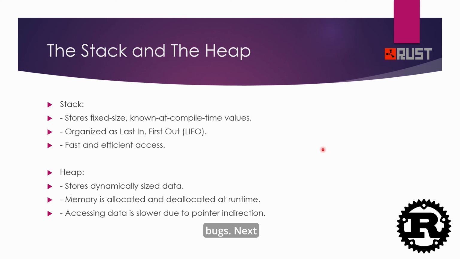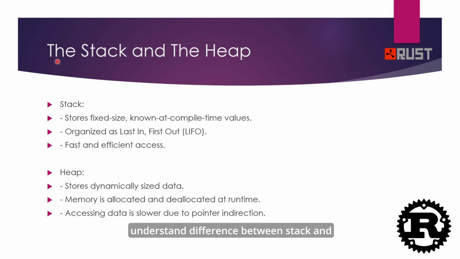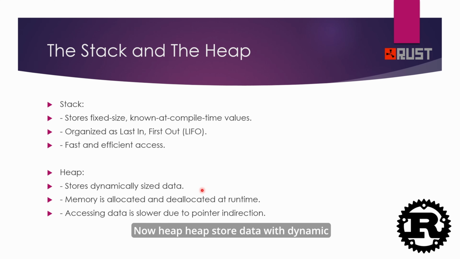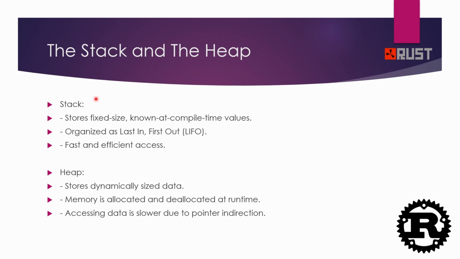Next, understand the difference between the stack and the heap. Before we jump into code, let's understand two main memory storage areas, the stack and the heap. Stack: the stack stores data in last in first out manner. It is fast but requires fixed size data. Now heap. Heap stores data with dynamic sizes. It is slower because it requires memory allocation and deallocation.